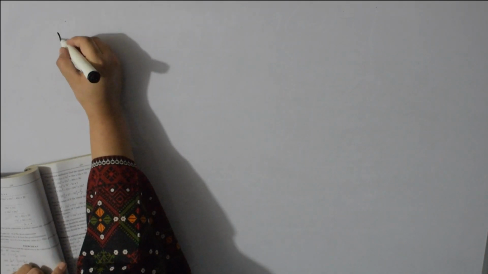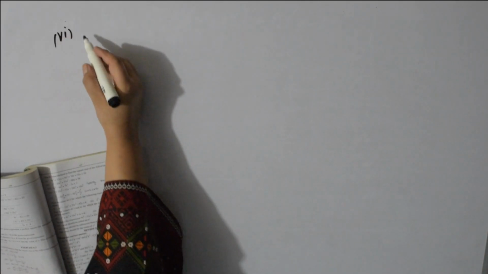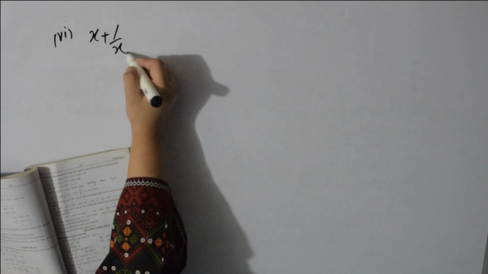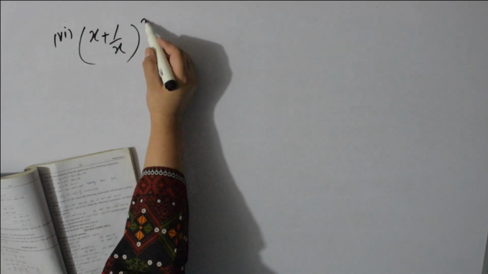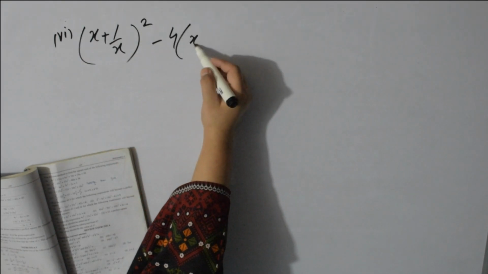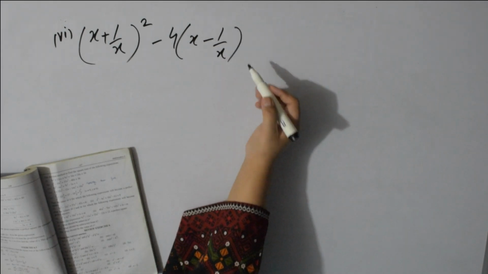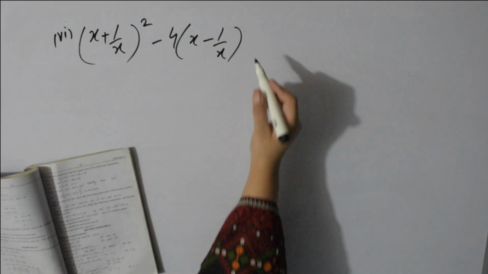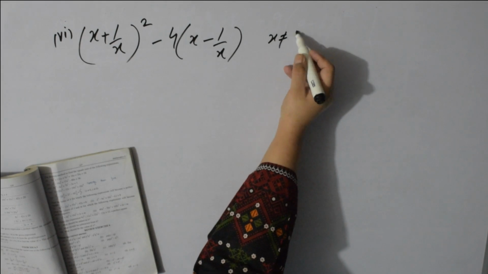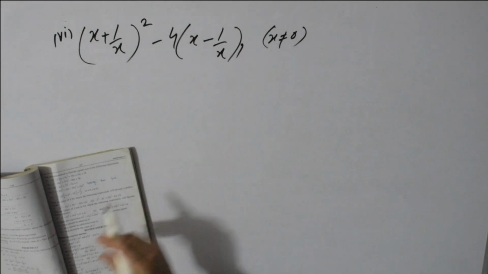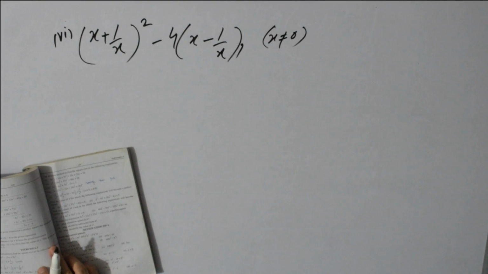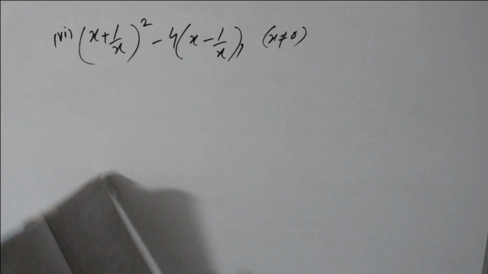In sixth part is x plus 1 upon x whole square, and again they have given you that x is not equal to 0. Yes, my question is correct.